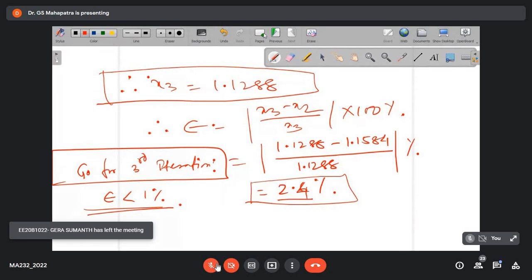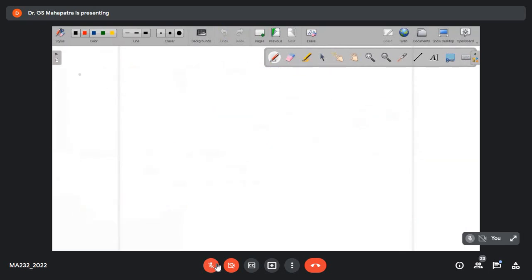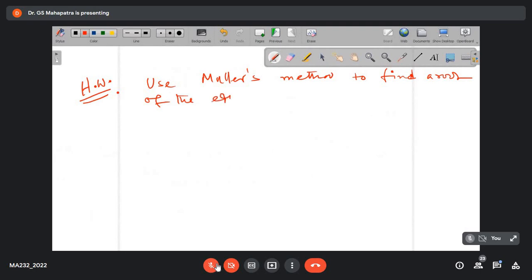Let us see. Next, homework. Okay, yeah, homework is like that. Use Muller's method to find a root, okay, of the equation x cube minus 13x minus 12 equals to 0.